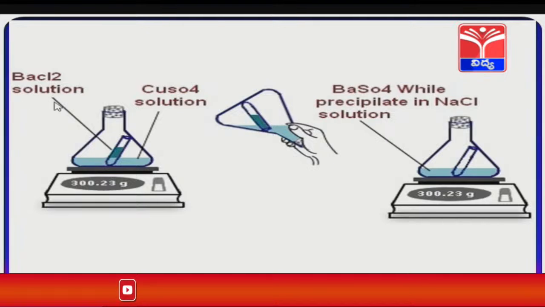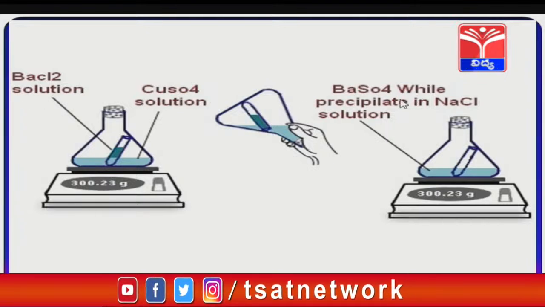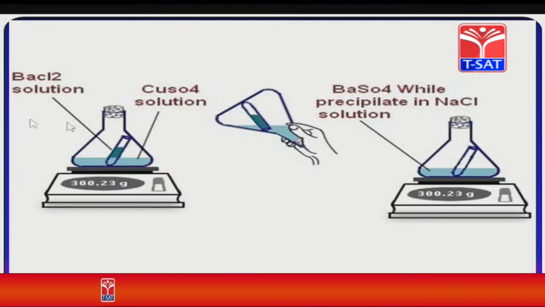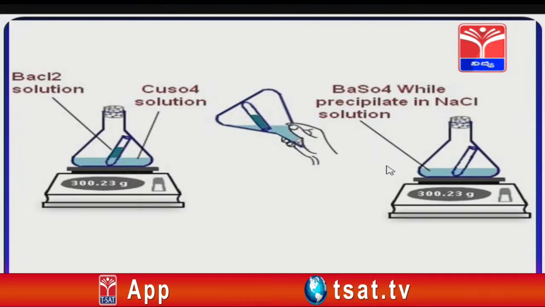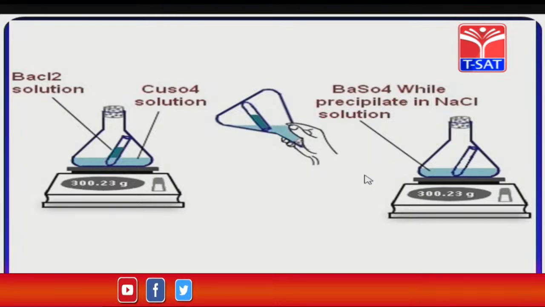So, children, when barium chloride and copper sulphate react with each other, barium sulphate is a precipitate formed in a solution of sodium chloride. So, the weight of the reactants before the reaction is equal to the weight of the products after the reaction. This proves the law of conservation of mass.